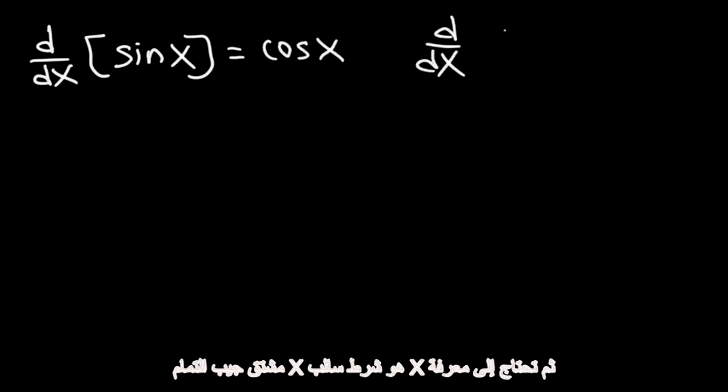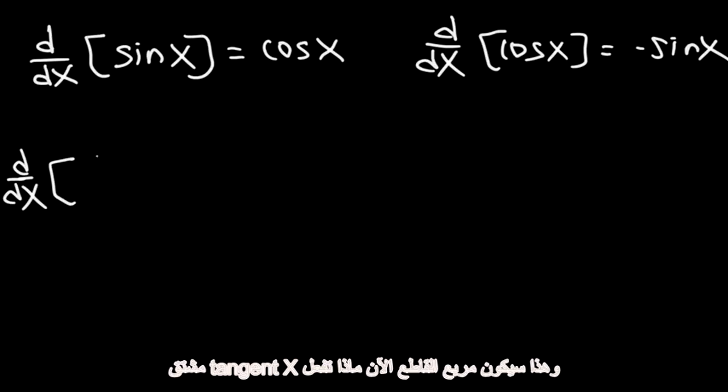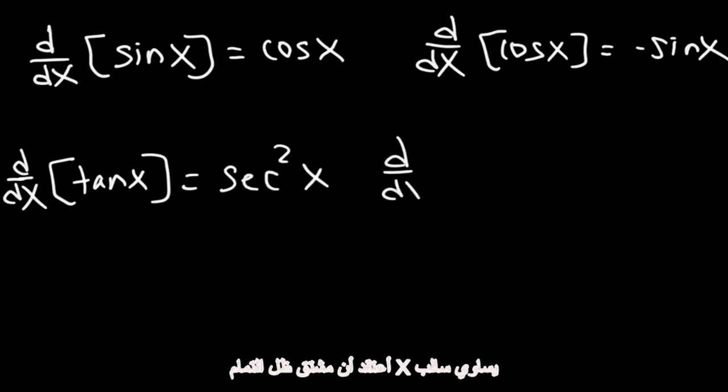Now let's talk about the derivative of trigonometric functions. So here are some notes that you need to take down. The derivative of sine x is cosine x, and the derivative of cosine x is negative sine x. Next, you need to know the derivative of tangent x, and that's going to be secant squared. Now, what do you think the derivative of cotangent x is equal to? It's going to be negative cosecant squared.